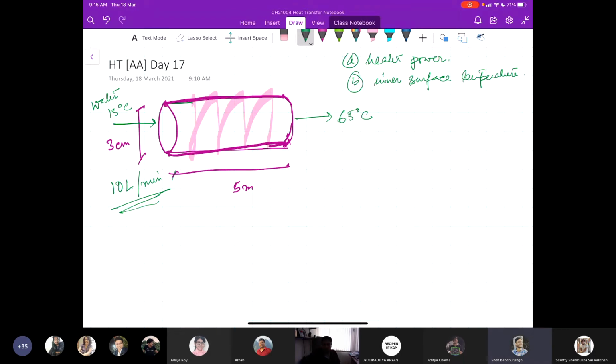Yes, sir, but a little doubt on inner surface temperature. Like you are saying it is constant surface heat flux. Okay, we will find that. No, okay, you will find that. That is my point. Is it the right question that I have asked, or is it something wrong in the question?